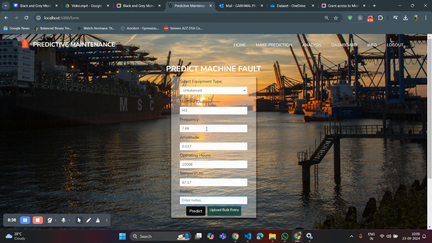Radius is the point at which we have added the mass. We are adding some mass to produce the unbalance in the machine to get the reading. So suppose I'm adding unbalance at 0.05, 0.05 mm. Okay, so I will predict.